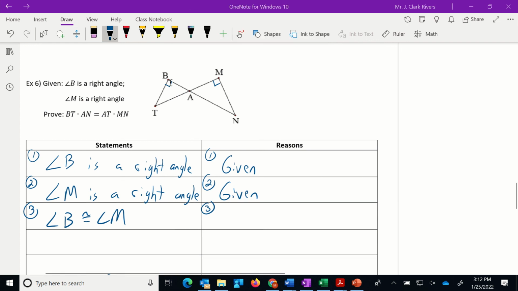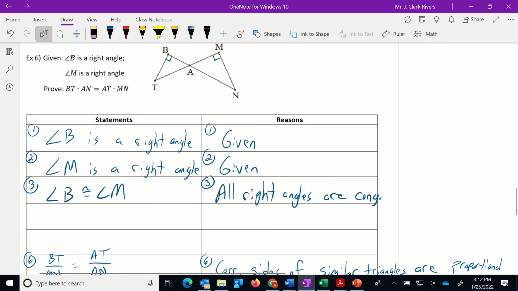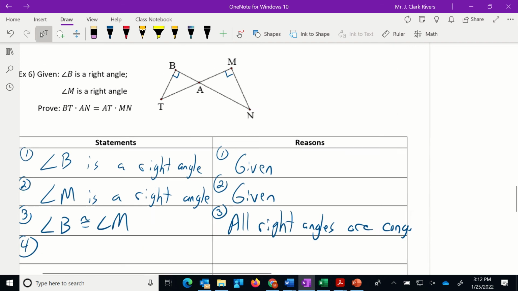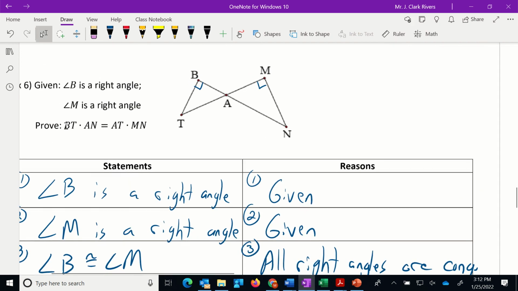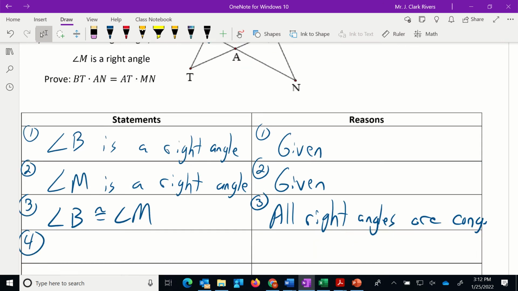So angle B is a right angle right there. Angle M is a right angle right there. You see that in our given information. It means angle B is congruent to angle M because all right angles are congruent. Also, number 4 here. By the way, we're trying to show that BT times AN is equal to AT times MN. This is the cross multiplication that happens after you have your proportion. So we've got to show the triangles are similar. We need to set up a proportion, and we need to cross multiply to solve. So that looks like this.